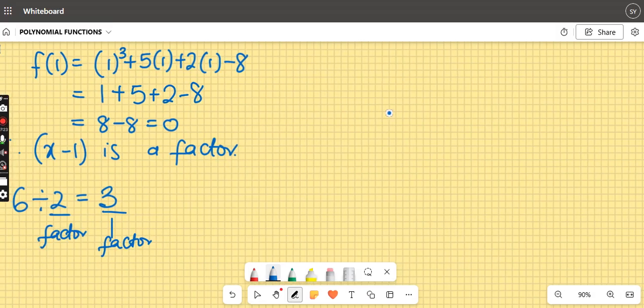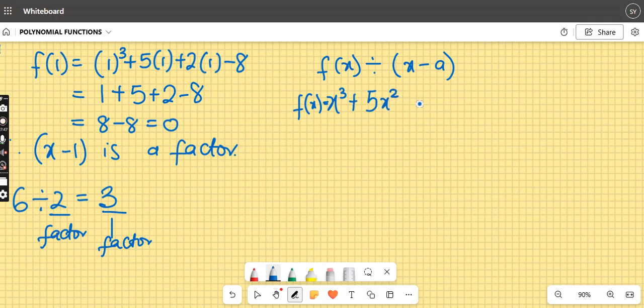So now we are going to divide our function f of x. We are going to divide it by x minus a. Okay? What is our function? Let's go back to our question. Our function is x cubed plus 5x squared plus 2x minus 8. And our divisor is x minus 1. So we're going to divide f of x by x minus 1.